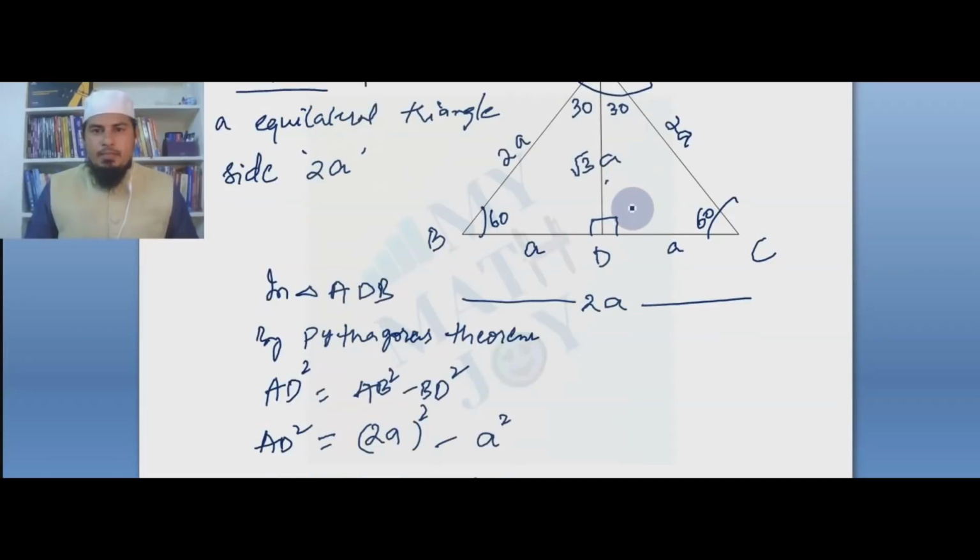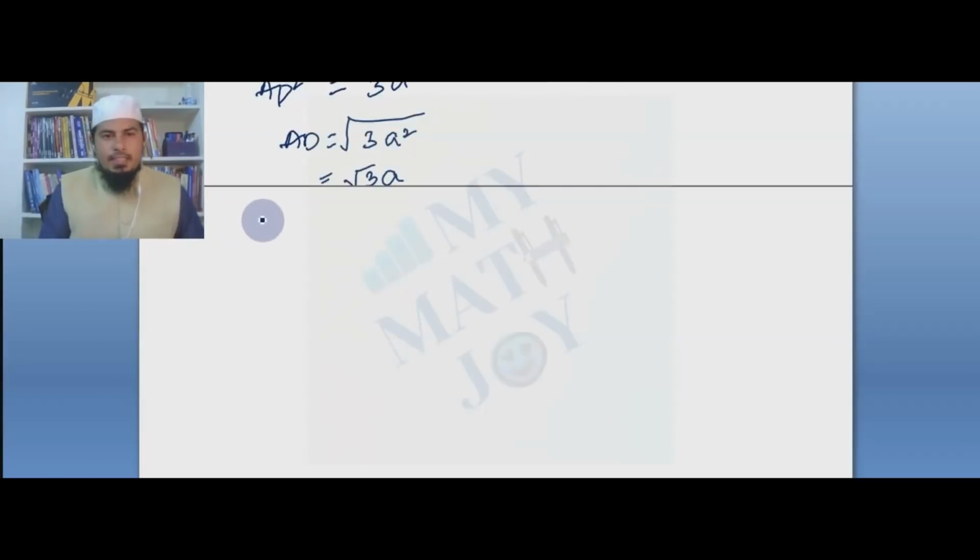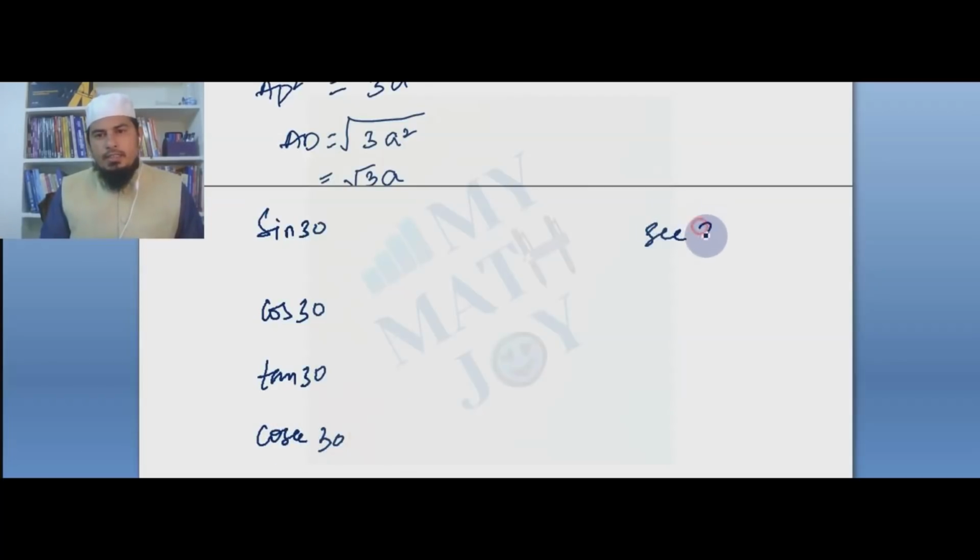Let us keep this triangle here itself and find all of the trigonometric values for angle 30 degree. What is sine 30 degree? What should be cos 30 degree? What shall be tan 30 degree? What shall be cosecant 30 degree? What shall be secant 30 degree? What shall be cot 30 degree?